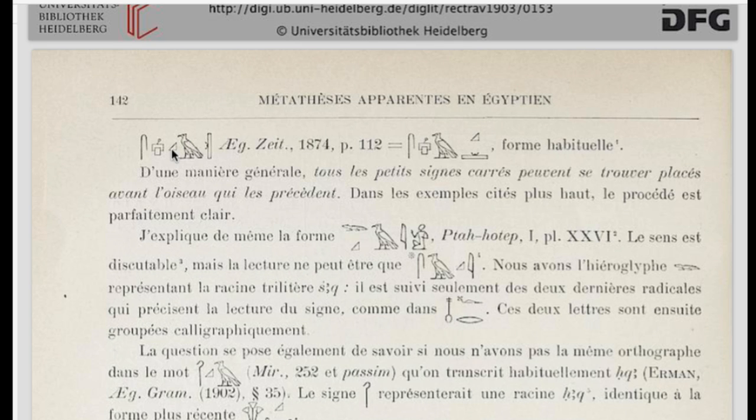a bird and a small sign combination, you're going to see graphic transposition. So in this instance, in this source, we have it spelled this way, but over here in this particular source, we have it spelled with the hill behind the bird. Okay, and this means a usual form, habitual form. The usual form is this way.